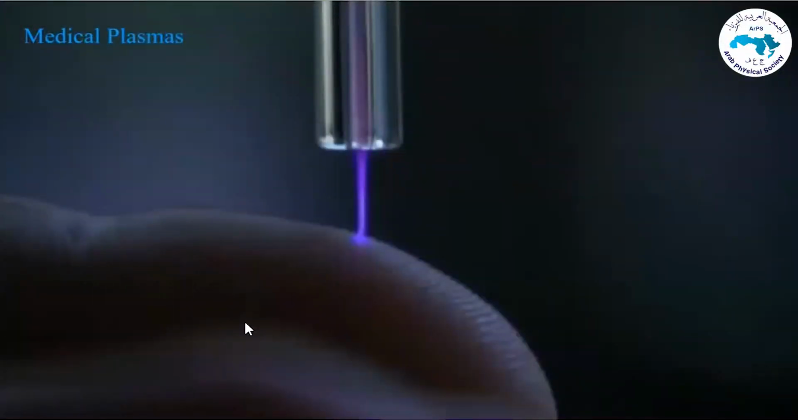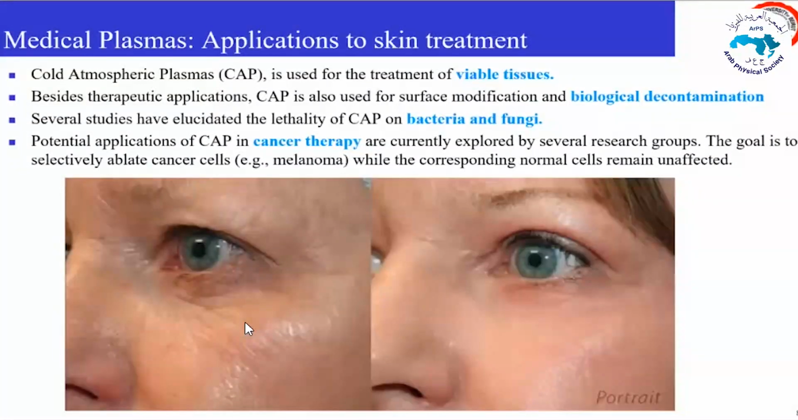This is not very old in terms of progress, but here the idea is to use an ionized gas, as you can see in this very nice picture, in order to treat surfaces or to treat various elements which are now living elements. So, for example, cold atmospheric plasmas are used for viral tissues, to make a person look younger, which is not a bad idea. Besides therapeutic uses, it's also used for surface modification and for biological decontamination.